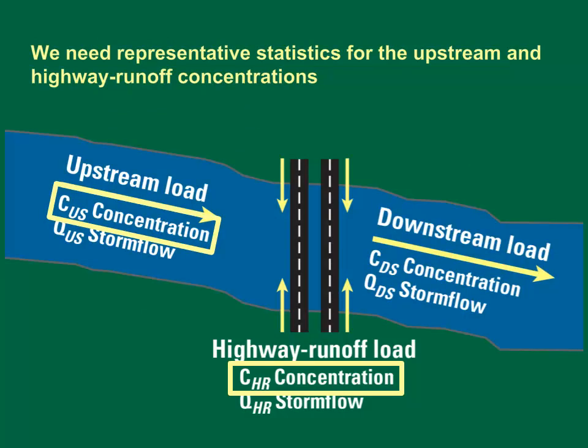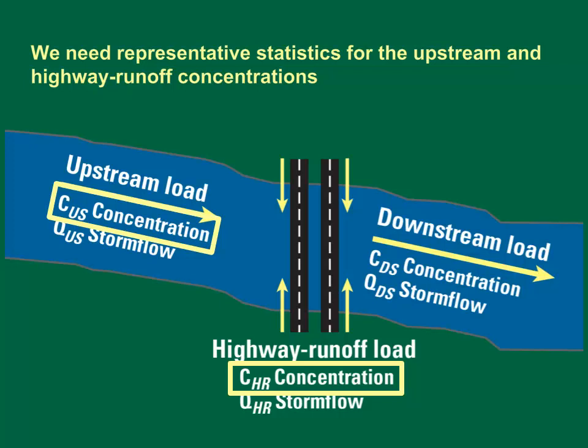To simulate the effects of runoff on receiving water quality, we need representative statistics for the upstream and highway runoff concentrations. This schematic diagram shows a stream with a highway crossing. The upstream load for each runoff event is the product of the upstream concentration and flow. The highway load is the product of the highway concentration and runoff flow. The downstream load is the sum of the components for each event, and the downstream concentration is that load divided by the sum of flows.